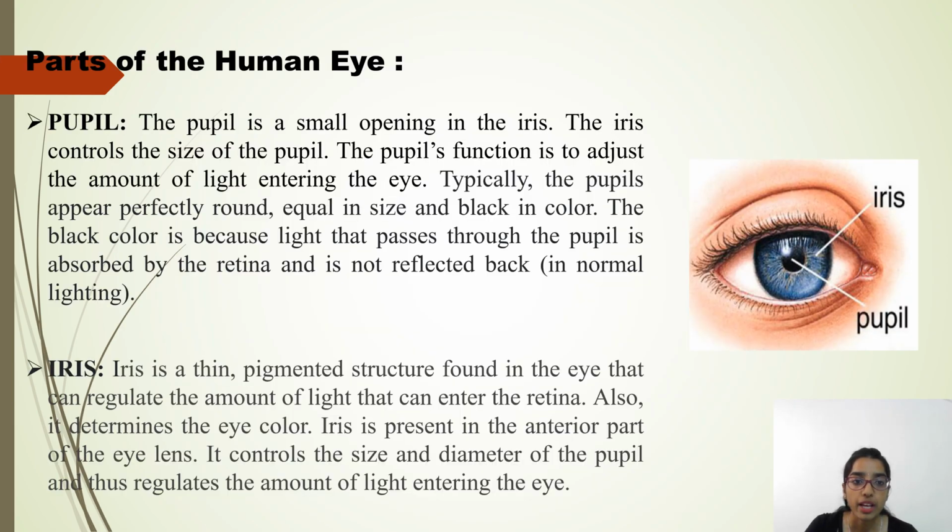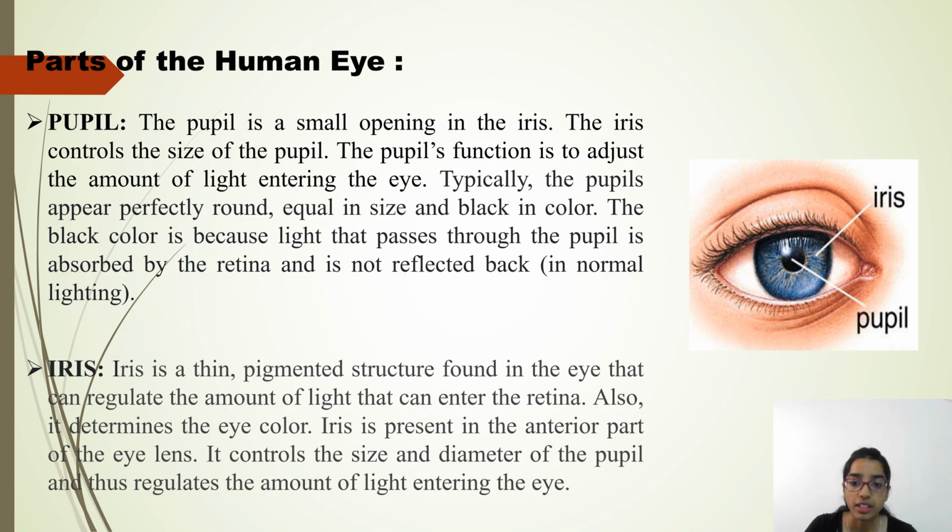Parts of the human eye. Pupil. The pupil is a small opening in the iris. The iris controls the size of the pupil. The pupil's function is to adjust the amount of light entering the eye. Typically, the pupils appear perfectly round, equal in size and black in color. The black color is because light that passes through the pupil is absorbed by the retina and is not reflected back.